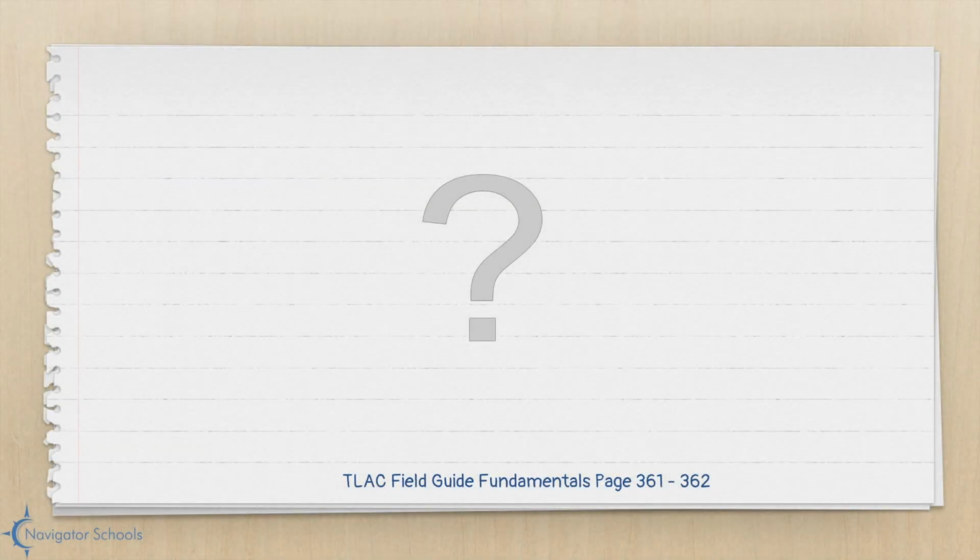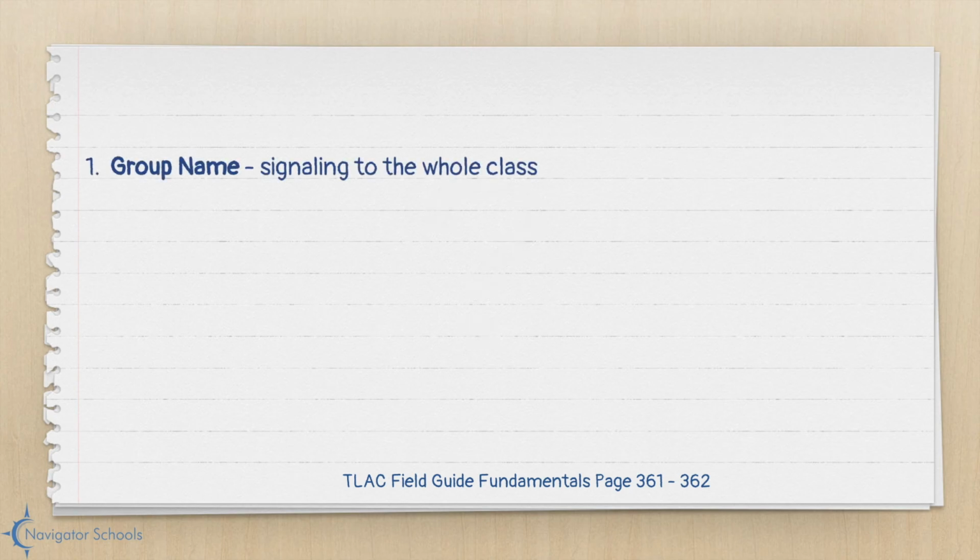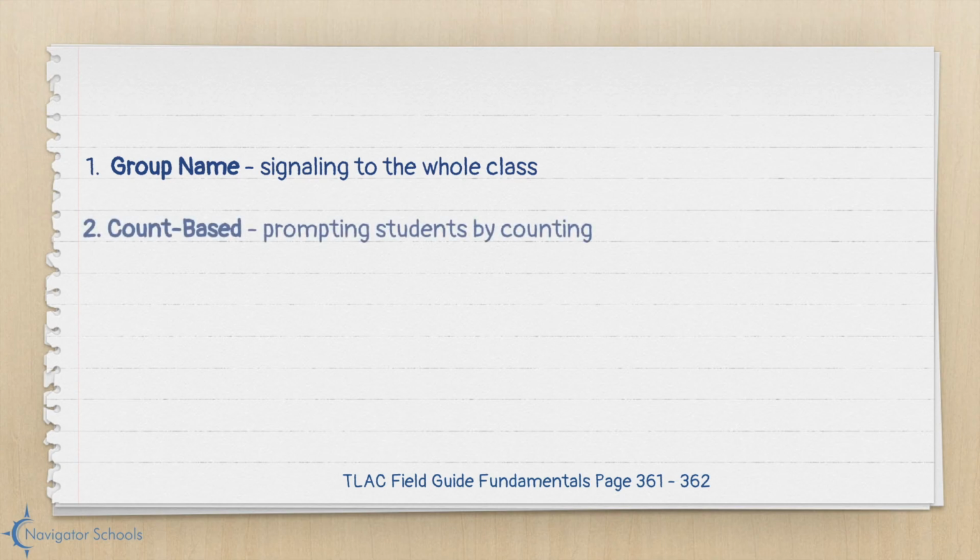How can you cue your class that you want a response? First, you can use group names, such as saying class or fourth graders. You can also prompt students by counting. For example, what is the answer to number 15? 3, 2, 1. And students respond.